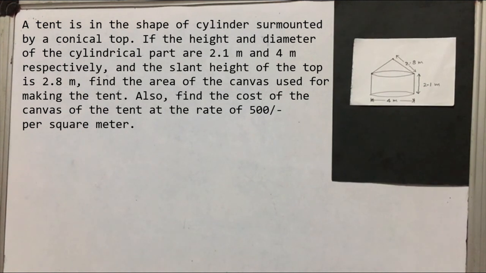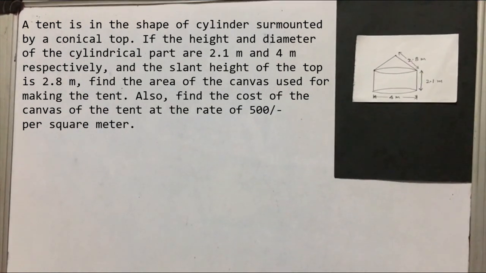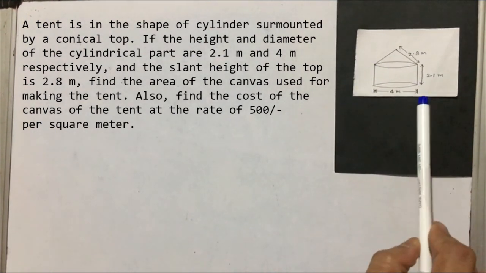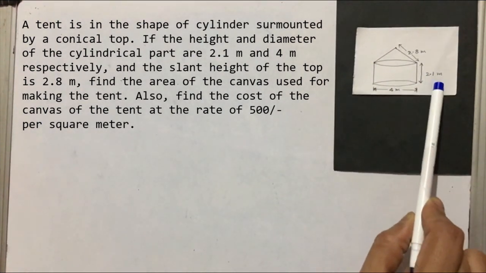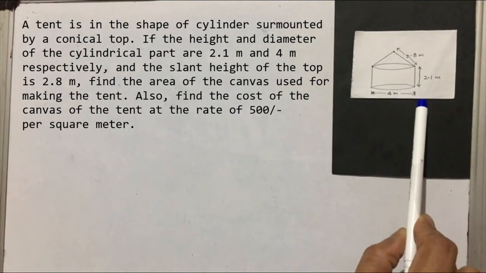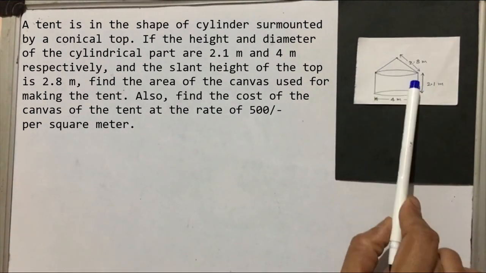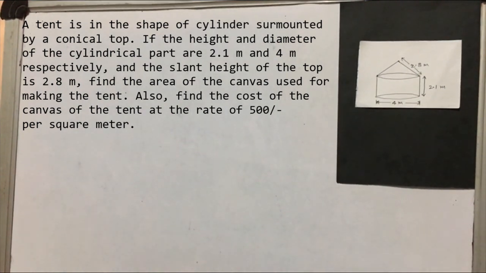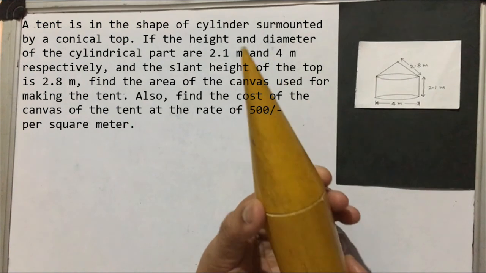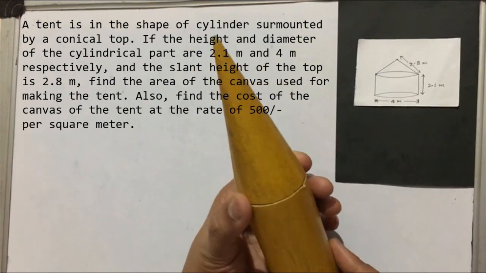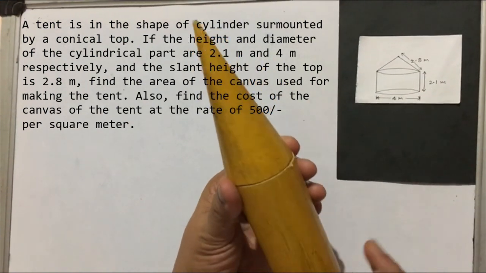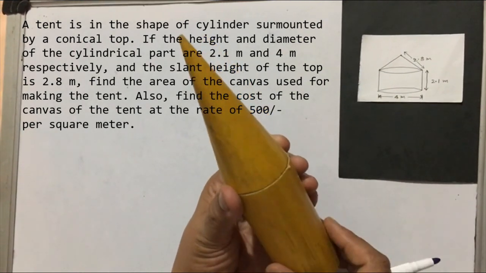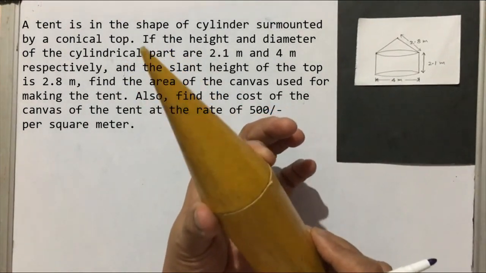Given that a tent is in the shape of a cylinder surmounted by a conical top in this way, and also given that the height and diameter of the cylindrical part are 2.1 meters and 4 meters respectively, and the slant height of this conical part is 2.8 meters. So, when you take the combined figure, it comes in this way. A cone is surmounted on a cylindrical part, or else you can say a cylinder is surmounted by a conical top. So, a tent is in a form like this.